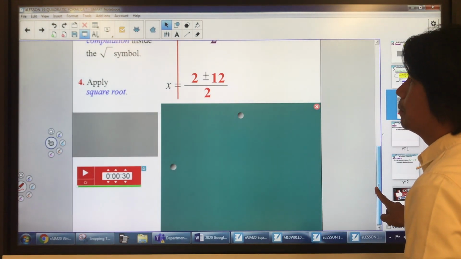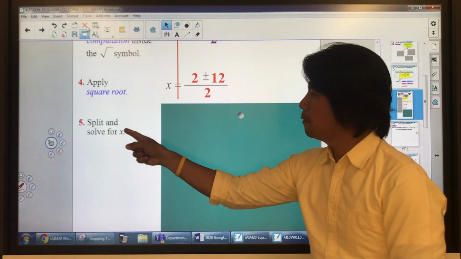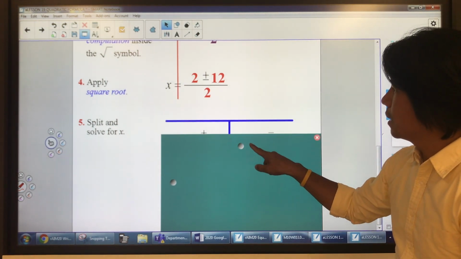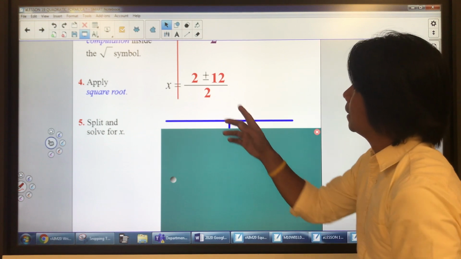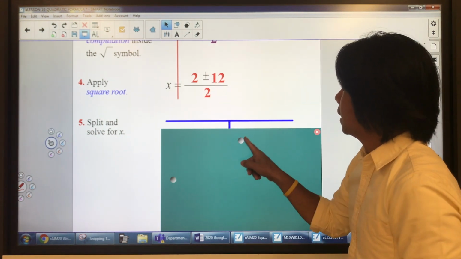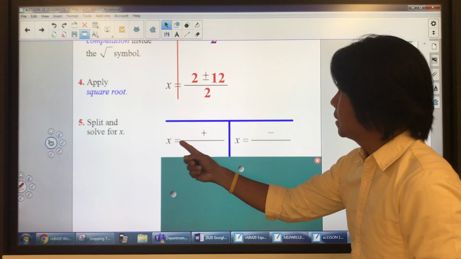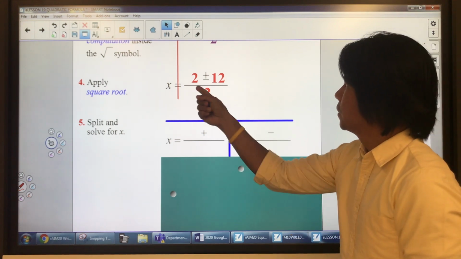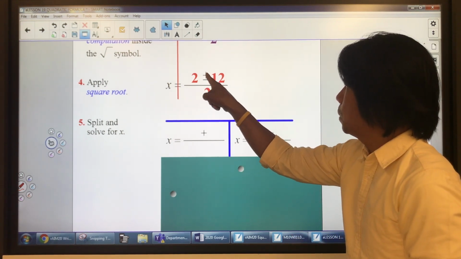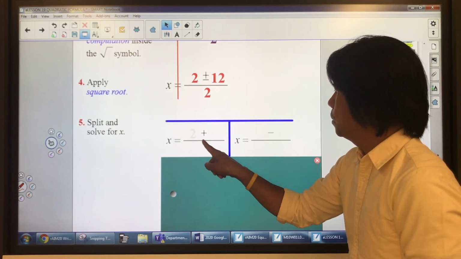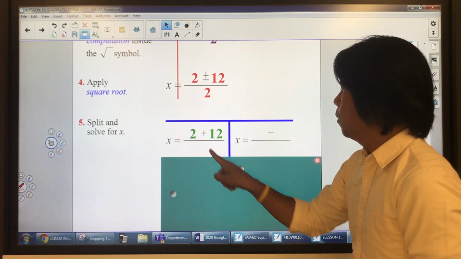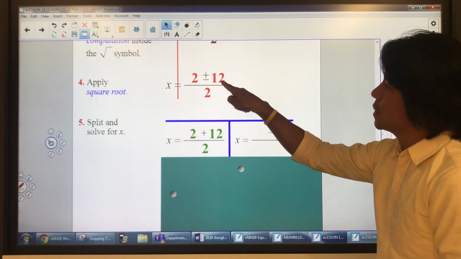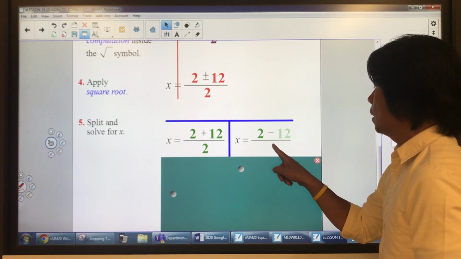Now let's go to step 5, the last one. Step 5 says split and solve for x. What do we mean by that? You see that? We split. Why? Because you have a plus and a minus. If you notice here, I set it up the way you see it, except that one is a plus, one is a minus. So what would I write here? 2 plus 12 over 2. And the other one is 2 minus 12 over 2.